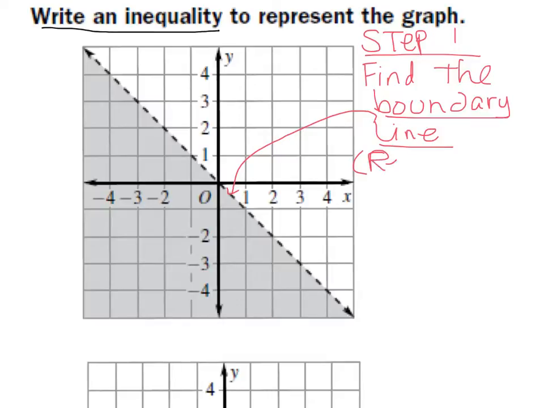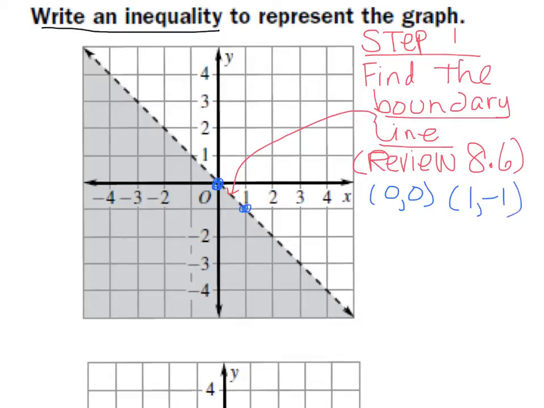So if you forgot how to write a linear equation, you have to review 8.6. Now, for this boundary line here, I am going to identify two simple points, (0, 0) and (1, -1). Now, with these 2 points, I can find the slope using the slope formula. So the slope will be just -1.